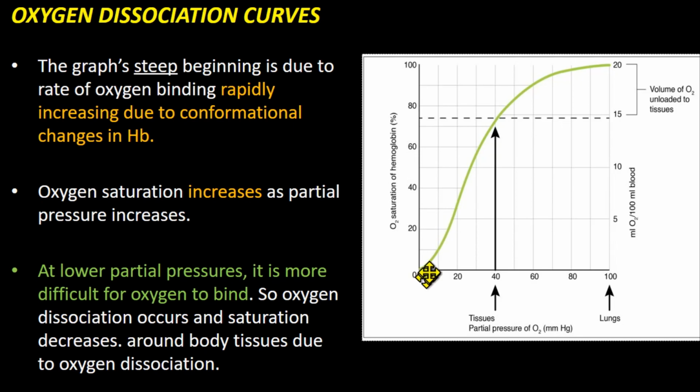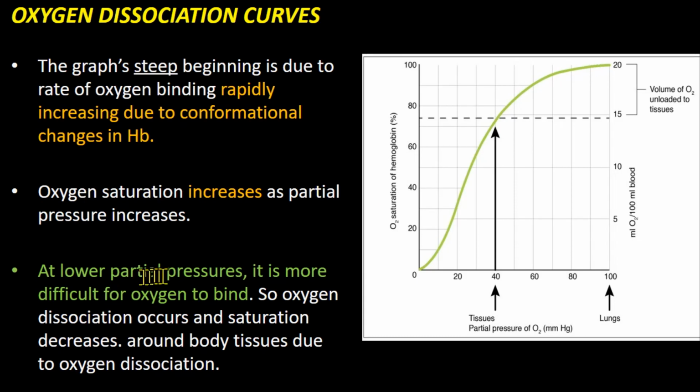So the graph's very steep beginning is due to the rate of oxygen binding rapidly increasing. The rate here is rapidly increasing due to conformational changes in the hemoglobin. As one oxygen binds, another one is going to bind as the protein shape changes, and more are going to bind very, very rapidly. So oxygen saturation increases as partial pressure increases. We can see that there, but it's not a directly proportional relationship.